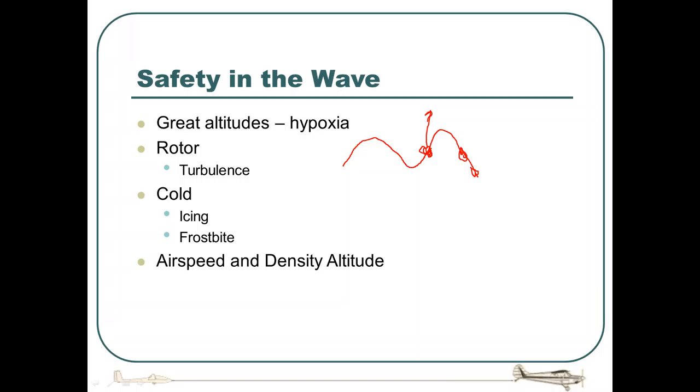So, icing in the cold weather, frostbite, and let's go back to our airspeed changes with increase in altitude. As the air gets thinner, that airspeed indicator doesn't read properly anymore, so it's reading 100 knots, and you're probably doing 150 and getting very close to VNE. You've got to watch as you get higher and higher under wave.